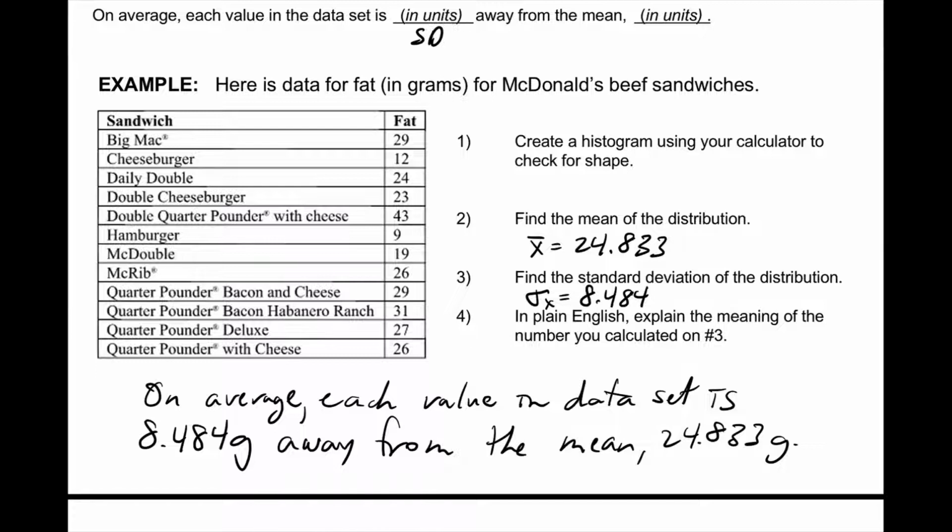So you see the 9 hamburger, the one with the least amount of fat in it? What if I change that number? So what if I change the number? So no more 9. Or just take it away. Just take it away. Let's just say I took it away, just like that. Would my standard deviation go up? Would this number go up? Would it go down? Or would it stay the same? Why would it go up?